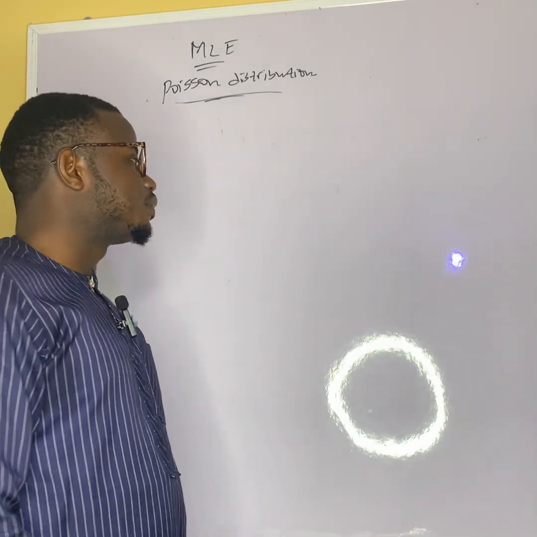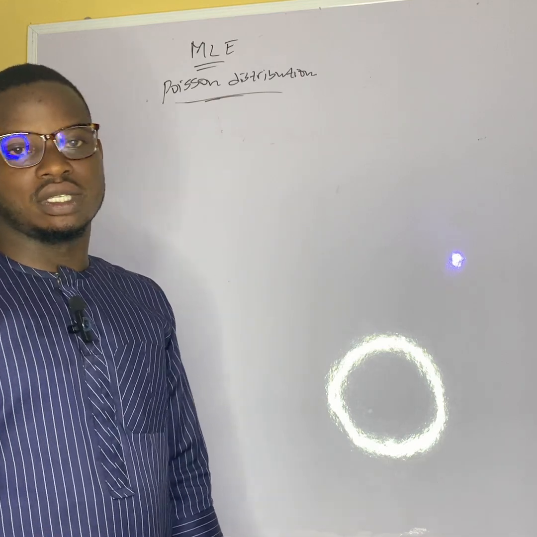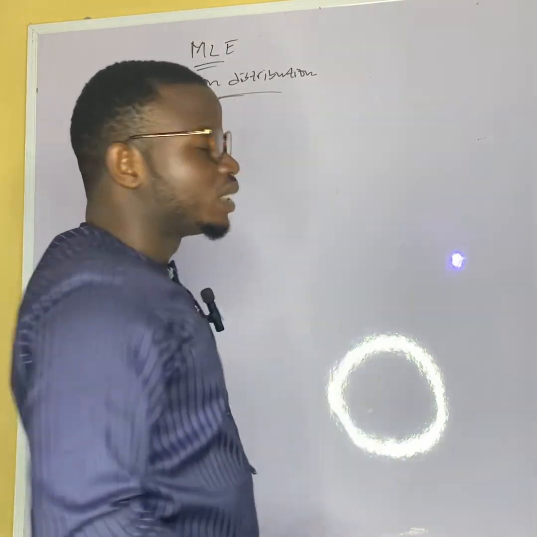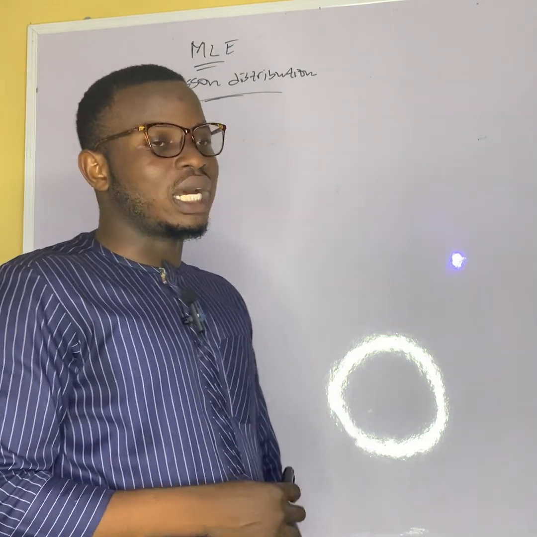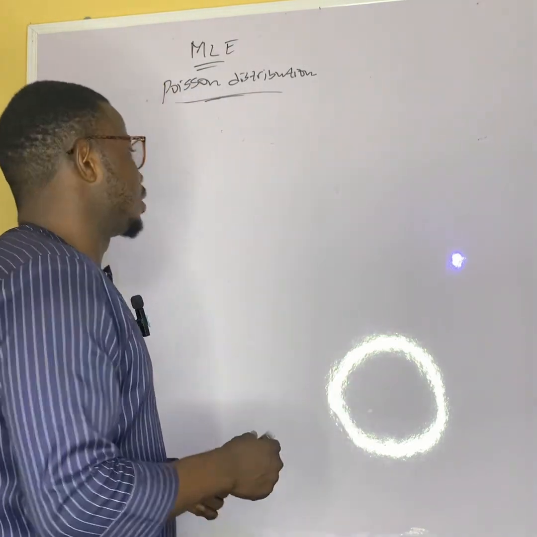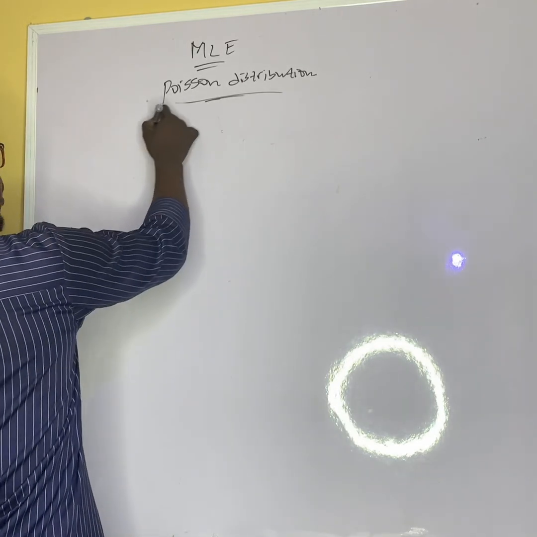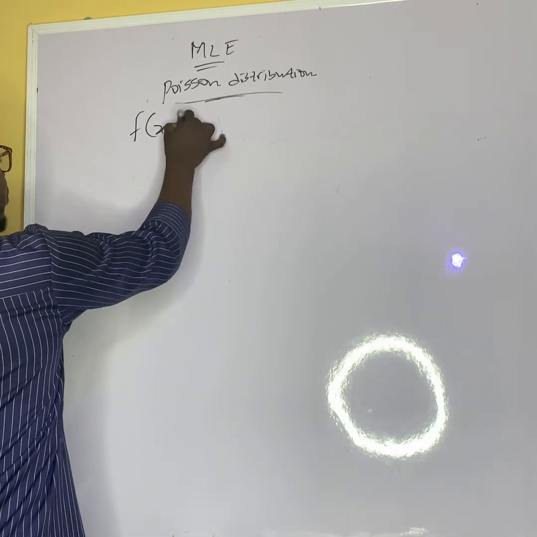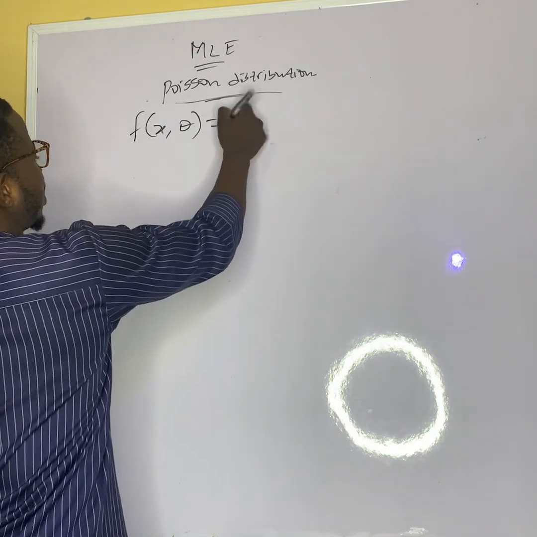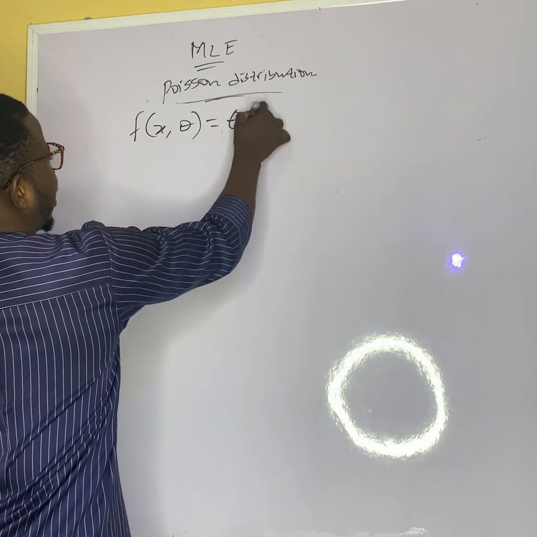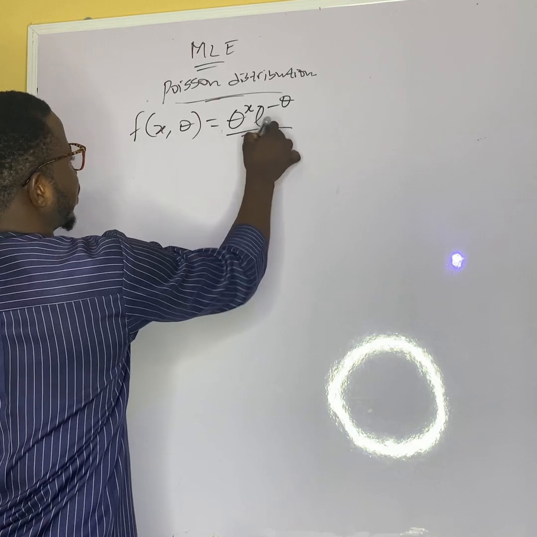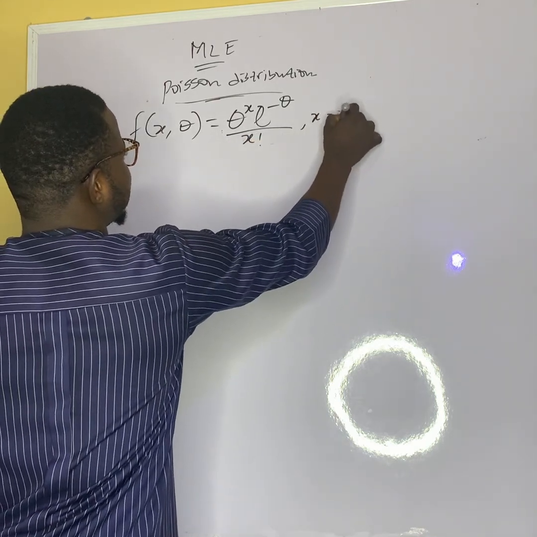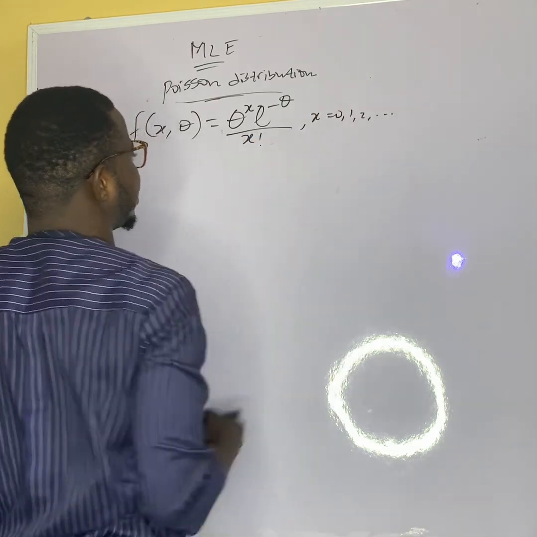The topic that we'll be considering for today is maximum likelihood. We want to find the likelihood function of a Poisson distribution. The first thing I will write is the PDF, the probability density function of a Poisson distribution. f of x comma theta is equal to theta raised to x, exponential minus theta, over x factorial. Here x starts from 0, 1, 2 up to infinity.